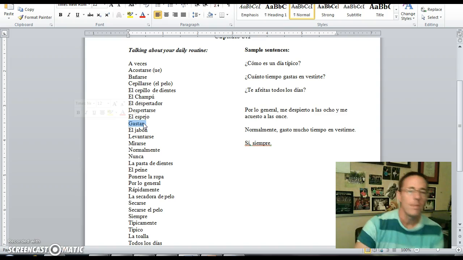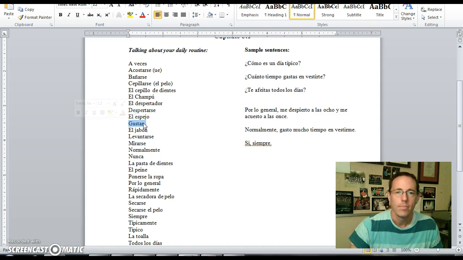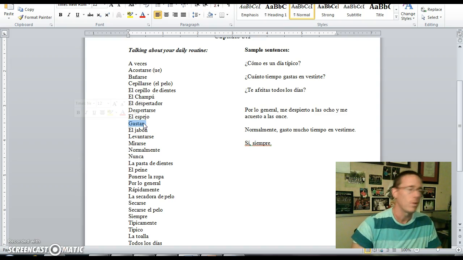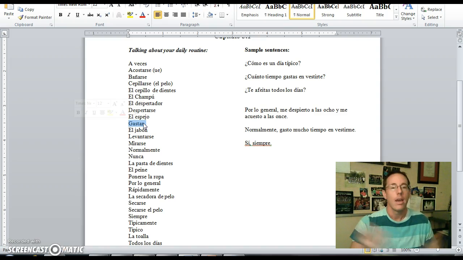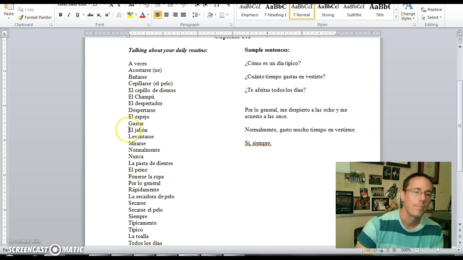Gastar is a great word. It means to waste, but not as in to waste things. It's like to waste time. I suppose we'll have some situations where we use it the other way too, but like gasto horas en peinarme, like I spend hours or I waste hours, you know, brushing my hair or something like that. So gastar is to spend time or to waste time.